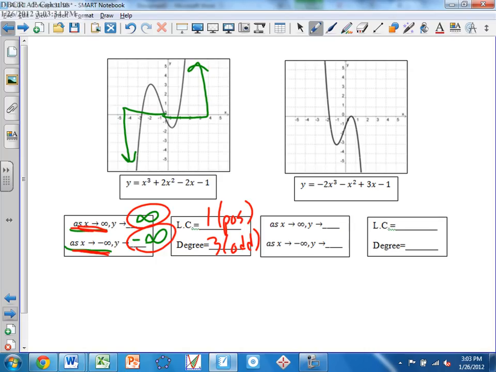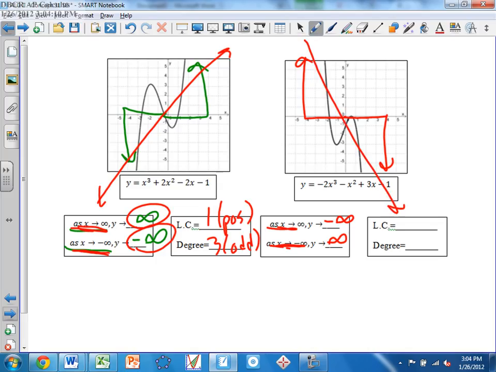Next one. As I go to the left, I go up. As I go to the right, I go down. So as William said, as I go to the right, I go down. As I go to the left, I go up. What do you notice about your symbols here? They switch. And that makes sense because this graph has a general trend to go up like that, whereas this graph has a trend to go down like that.